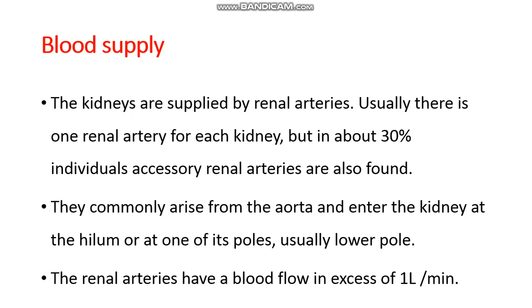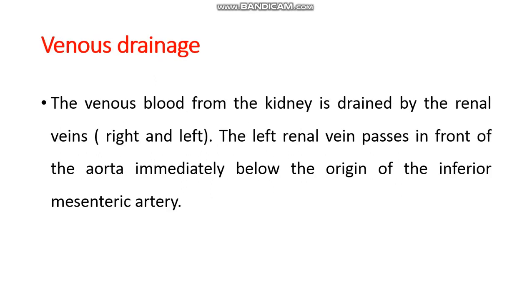The renal arteries have a high blood flow, in excess of 1 liter per minute. Then venous drainage. The venous blood from the kidneys is drained by the renal veins. Right and left renal veins drain the venous supply of the kidney. Then the left renal vein passes in front of the aorta immediately below the origin of the inferior mesenteric artery.